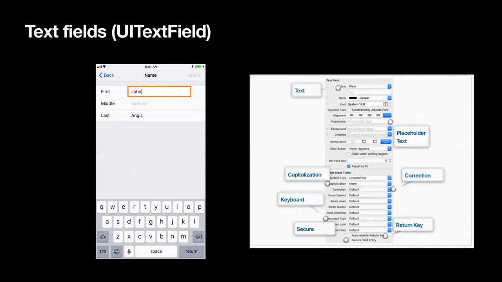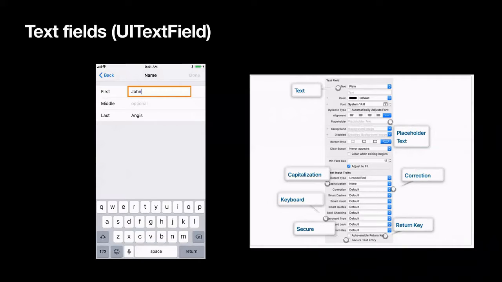Text fields, we're going to use text fields quite a bit. Basically, text fields are used to allow your user to actually enter information into your application. And one of the properties that we're going to probably talk about a little bit later on is the placeholder text. So if you look at the middle name, and you see the "optional" in gray text right there, basically that is placeholder text. So it guides the user.